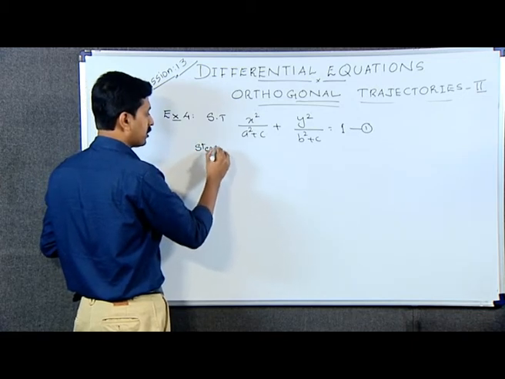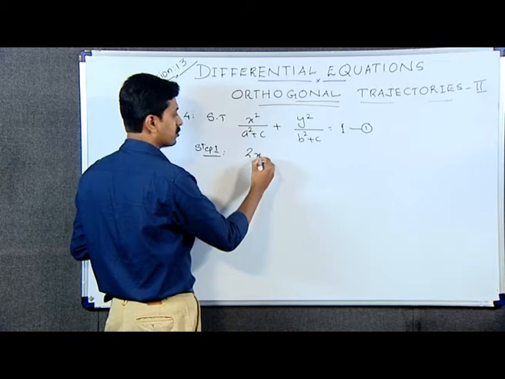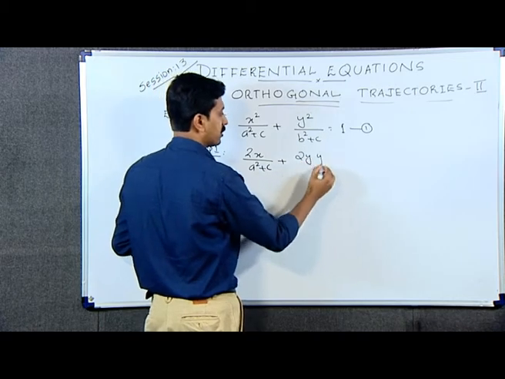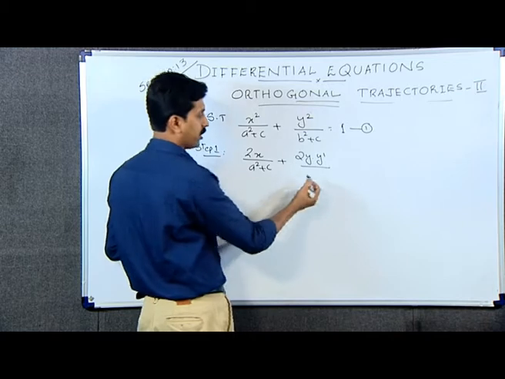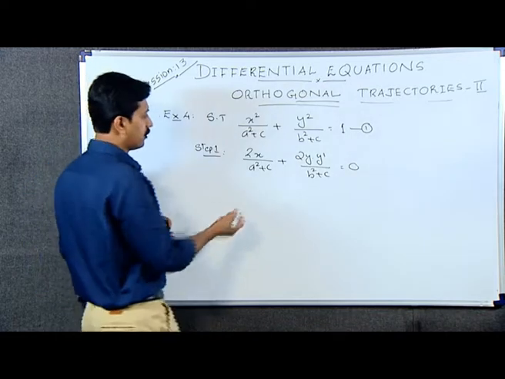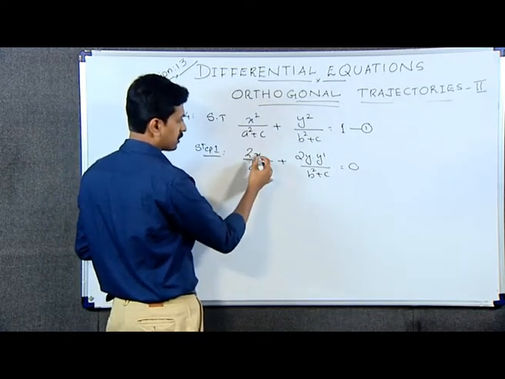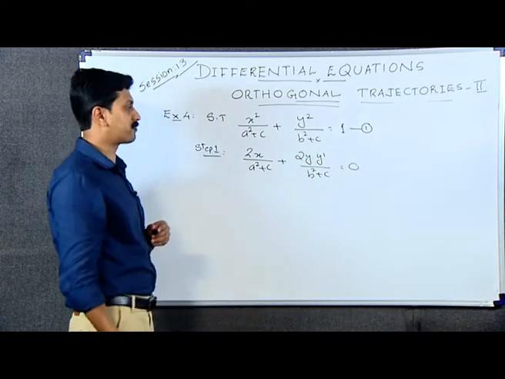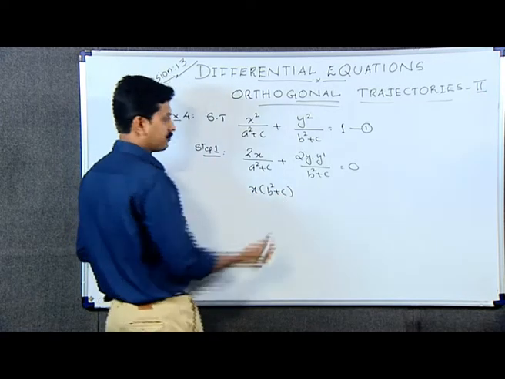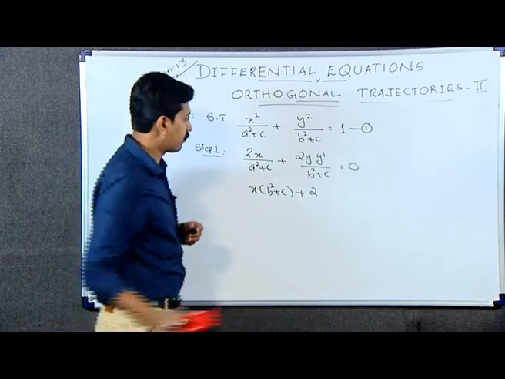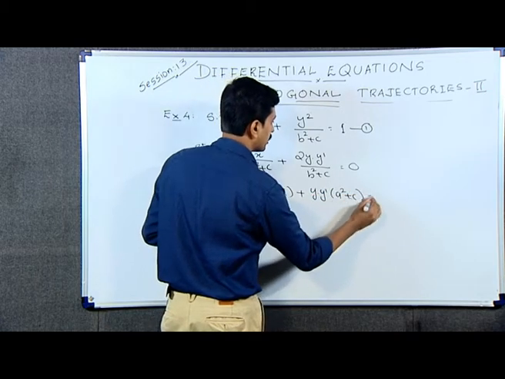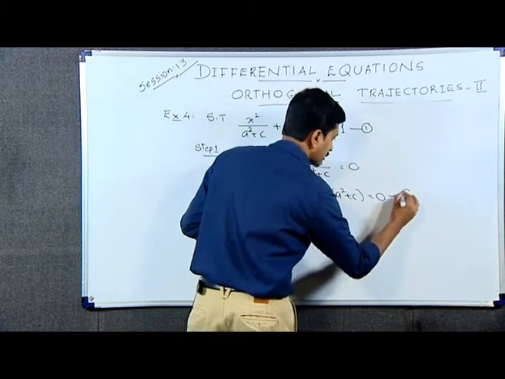So, I am moving to differentiate this one. While differentiating 1, we will have the derivative of x square is 2x divided by a square plus c, plus 2y, the derivative of y square being 2y, as we are differentiating y with respect to x, so y dash is there, divided by b square plus c, equal to 0. So, from here I am taking 2 and 2 out, and we will have x into b square plus c plus y y dash into a square plus c equal to 0. I am taking this as equation 2.